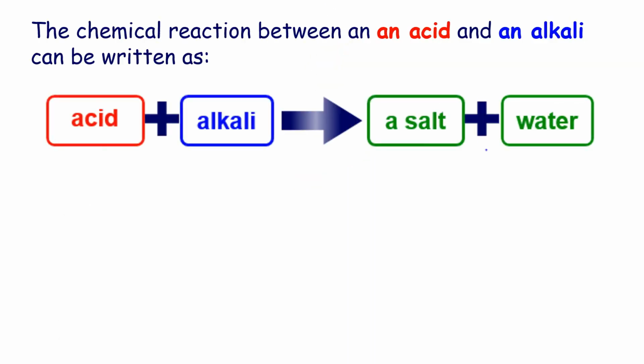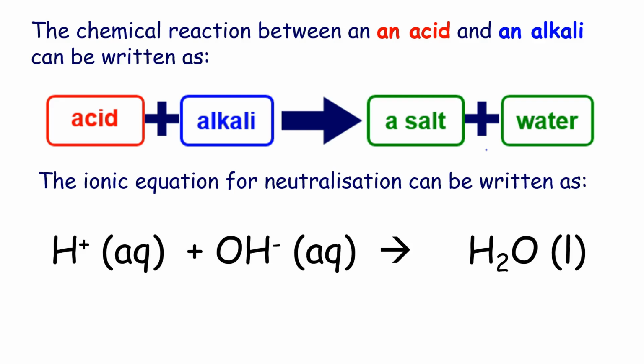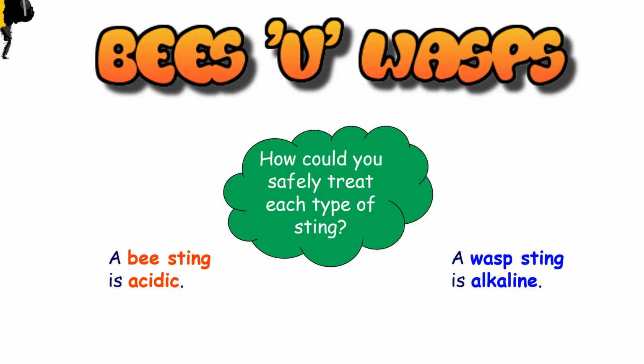You're probably getting withdrawal symptoms because we've gone nearly a whole science lesson without an equation. Don't worry, there's one coming up now. Do not panic. This is a very simple equation. The chemical reaction between an acid and an alkali can be written as acid plus alkali produces a salt plus water. We can also write this as an ionic equation: H+ (aq) plus OH- (aq) gives H2O (l). The (aq) shows it is dissolved in water, and the (l) represents liquid phase. Water is a liquid.